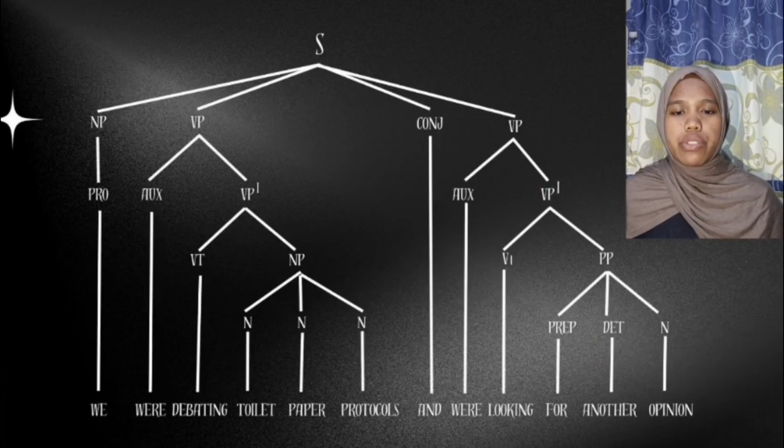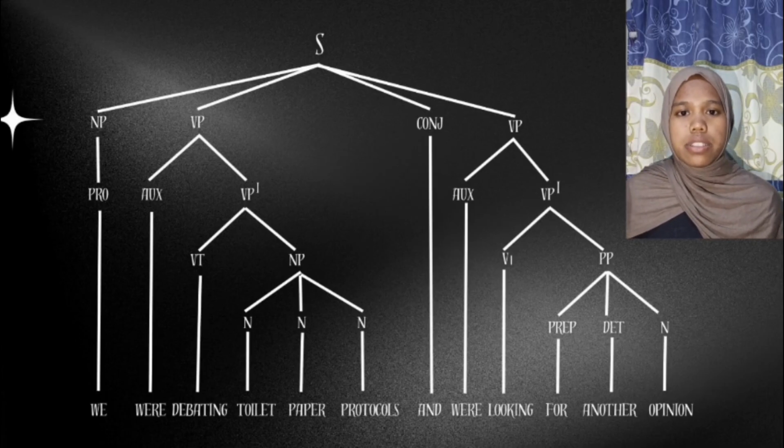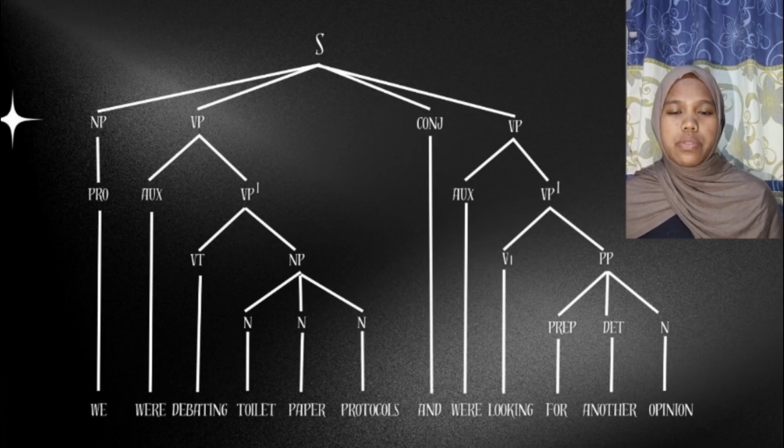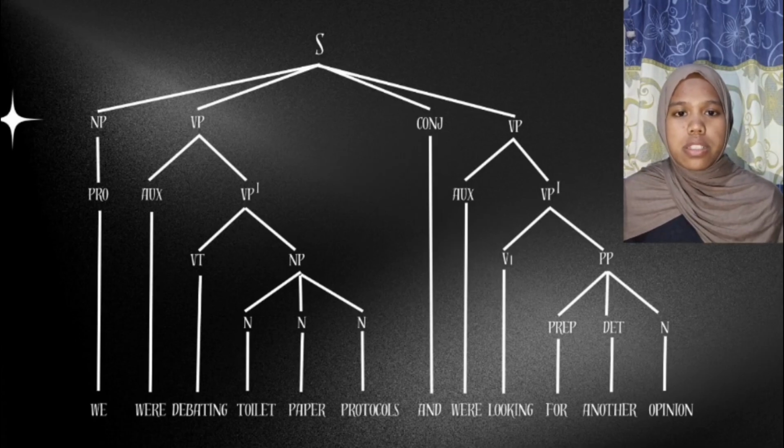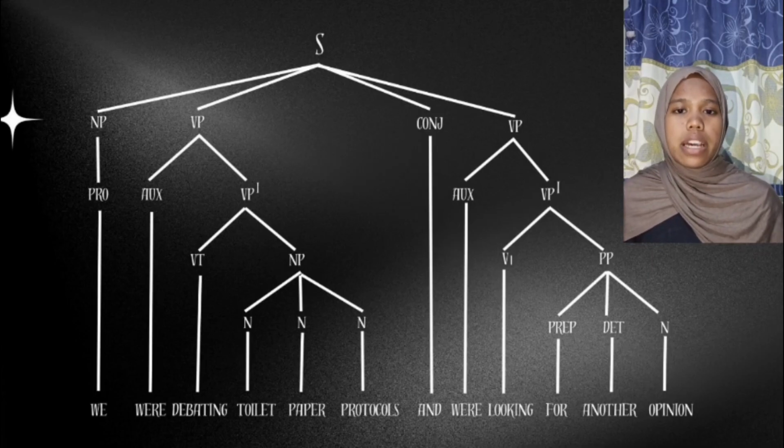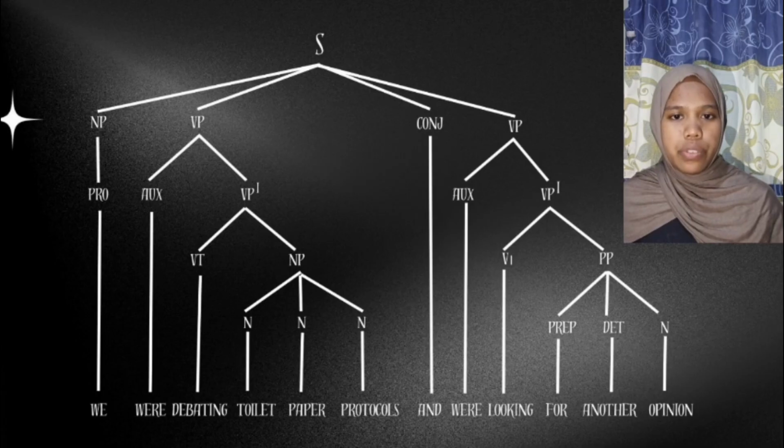Okay, first we write the symbol S because S stands for sentence. And then from S we draw four branches. The first one is NP, the second is VP, the third is conjunction, and the last one is VP. In the first node, NP stands for noun phrase. Under NP we write pro, and under pro we place the word we.